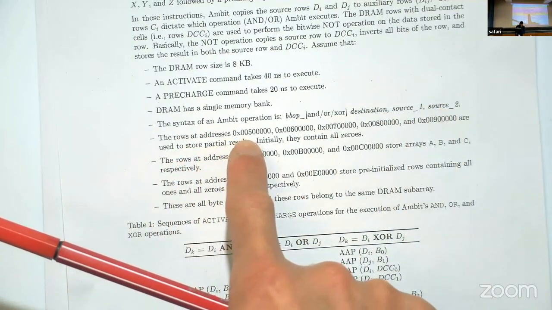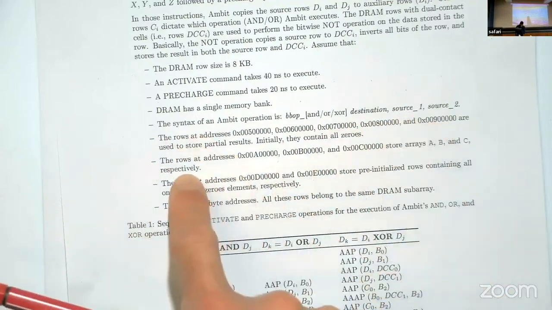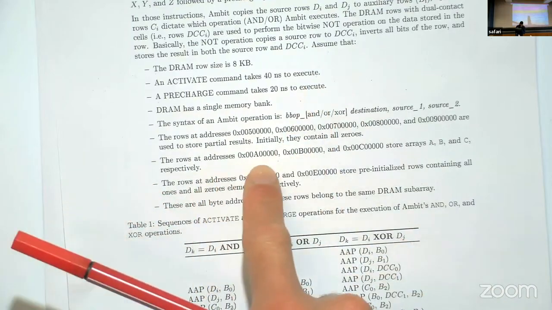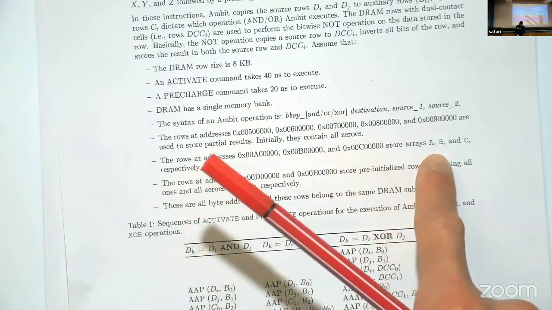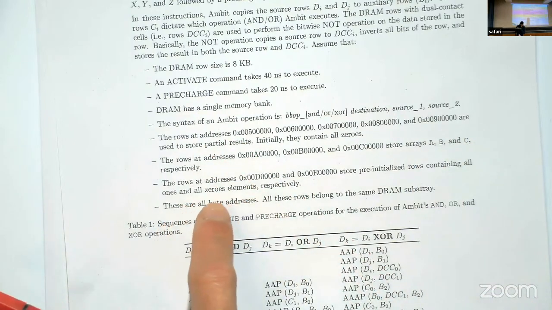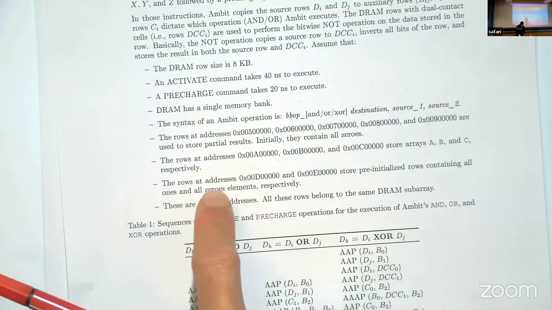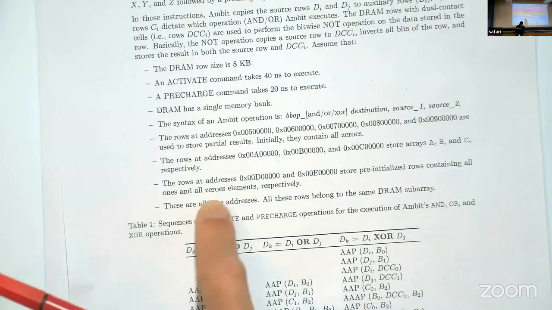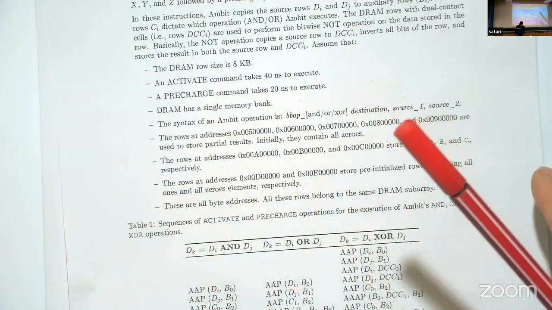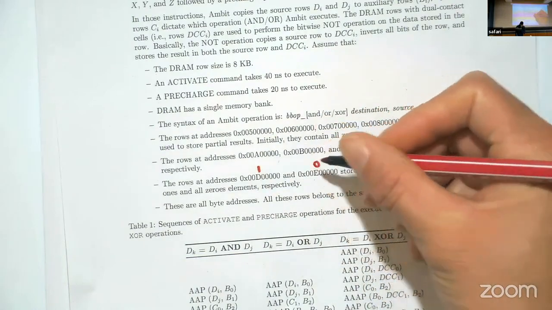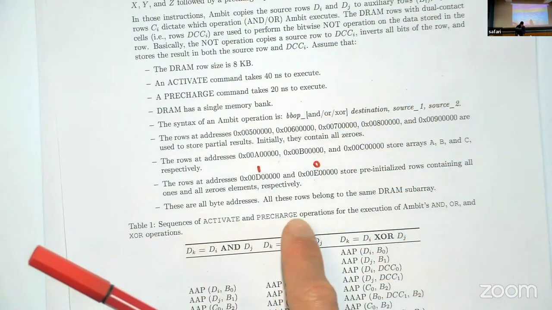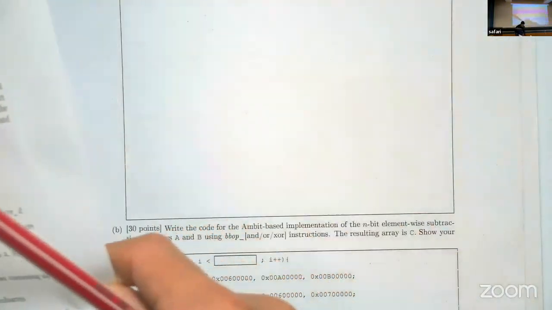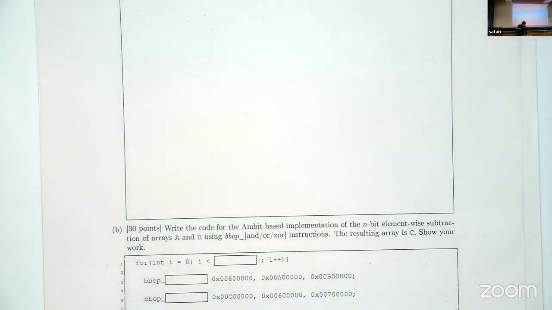The rows at addresses 5, 6, 7, 8, 9 are stored partial results. They all contain zeros initially. The rows at addresses A, B, C store arrays A, B, and C. And the rows at addresses D and E store pre-initialized values containing all ones and all zeros, respectively. So this is with 1, this is with 0. They are all byte aligned, and everything belongs to the same DRAM row. So after reading these 2 pages of question, you can start doing the question actually.